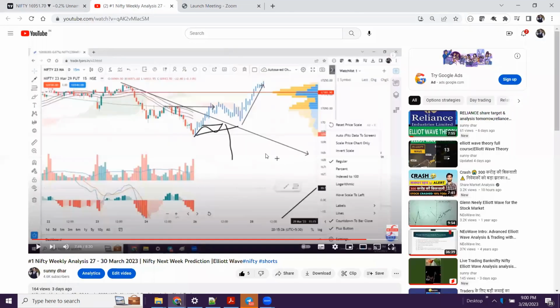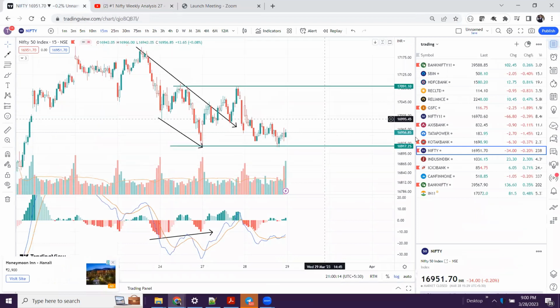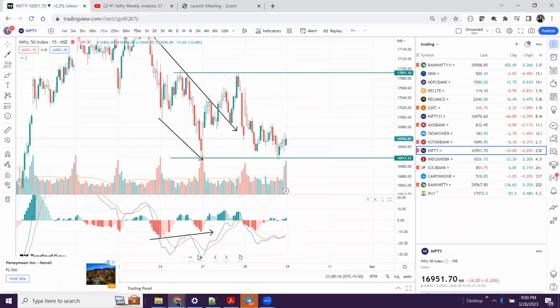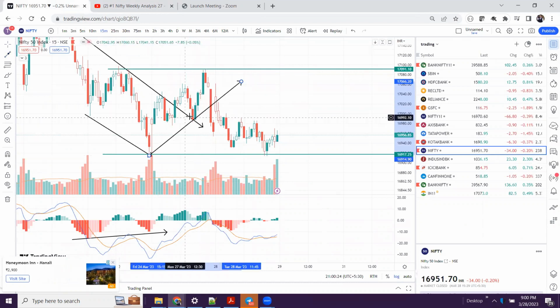And after this corrective structure, we had said that one more push down can come if there is a corrective structure. And now if you see this pattern, let us dig into it. If you draw a trend line between these two, you saw that after this trend line was broken, it started a fresh move to the downside.